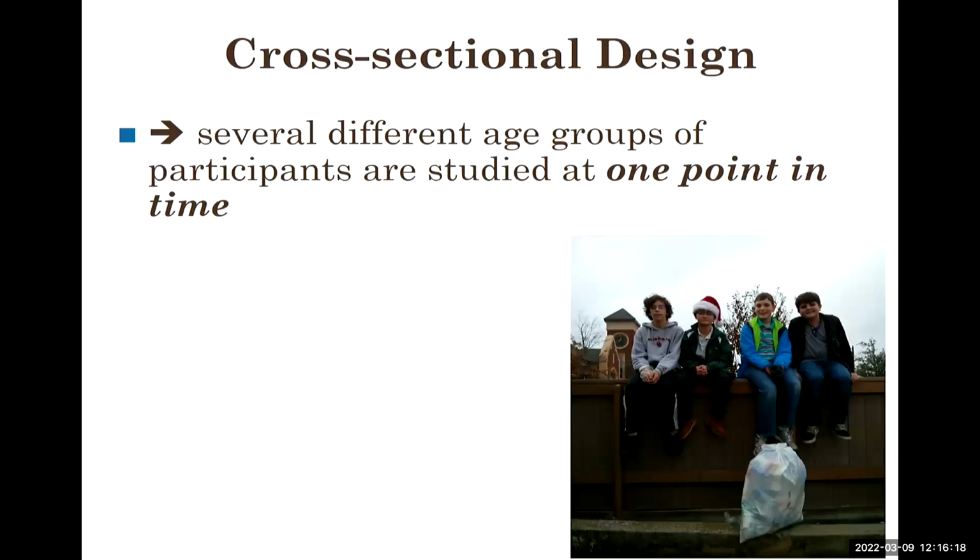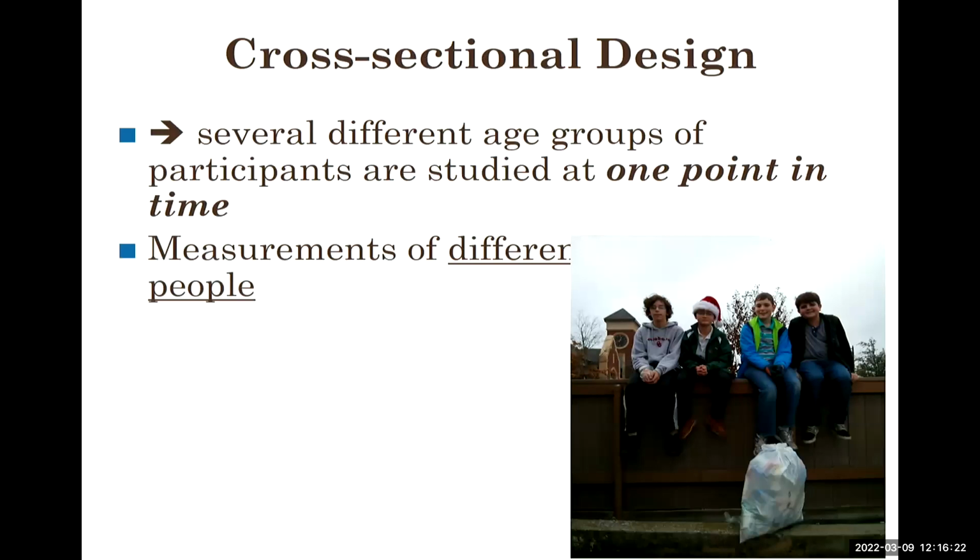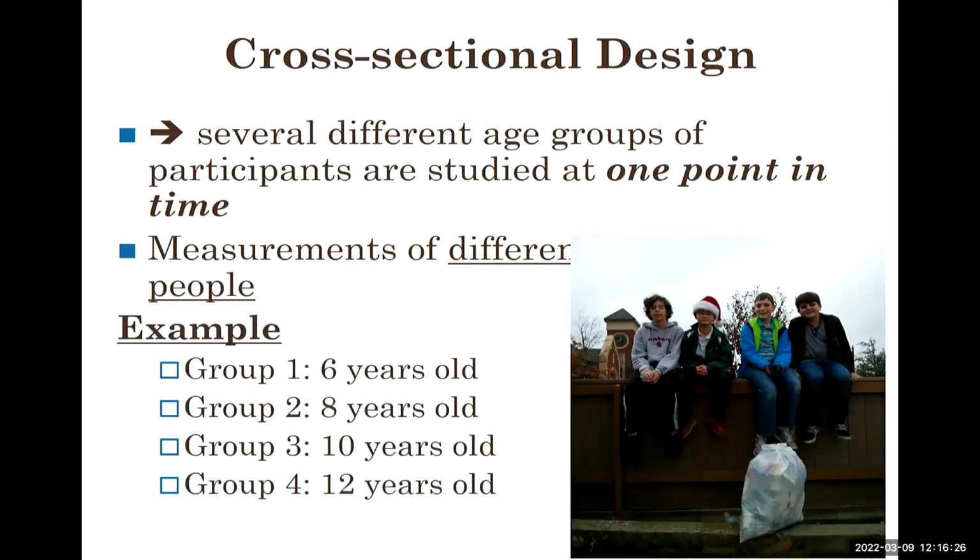Cross-sectional: several different age groups studied at one point in time. Measurements of different people, okay? For example, say you want to study children from 6 to 12. You just have one group of 6-year-olds, another group of 8-year-olds, a third group of 10-year-olds, and finally a group of 12-year-olds. So we can study differences between these ages, but what it doesn't control for are the individual differences within these groups, so the within-group variance here.